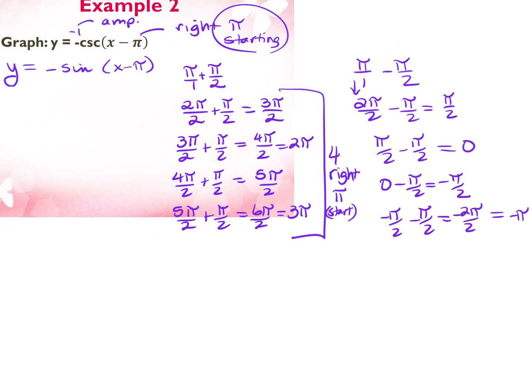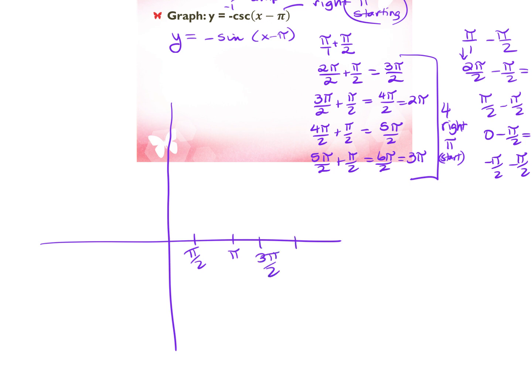And I get negative 2 pi over 2, which simplifies to negative pi. Okay, so let me go ahead and... So x and y axis here. I'm going to add in these 9 points. So I've got my starting point, which was pi. Actually, I got pi over 2. Then pi. Then 3 pi over 2. Then 2 pi. Then 5 pi over 2. And then 3 pi. And then in the other direction, negative pi over 2. And then negative pi.